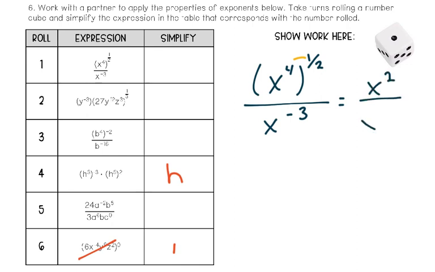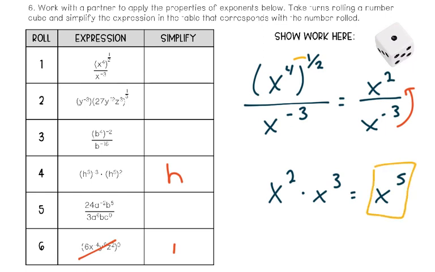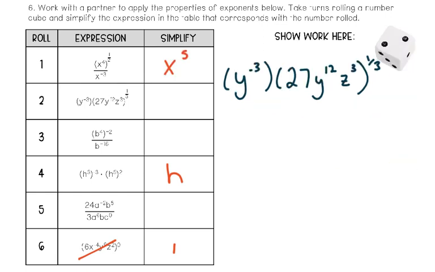On the bottom, I have a negative exponent. I can't have negative exponents in my answer. X to the power of -3 has to move to the numerator. X squared stays there, but now it's got x to the power of 3. So the same base being multiplied, I can add the exponents. X to the power of 5 is my final answer. You got a 2, so try this problem all by yourself and then press play when you're ready to check.